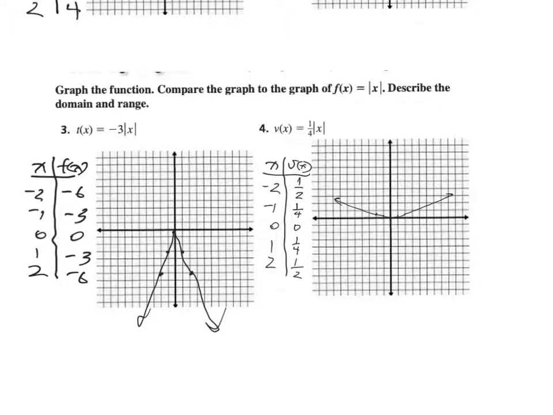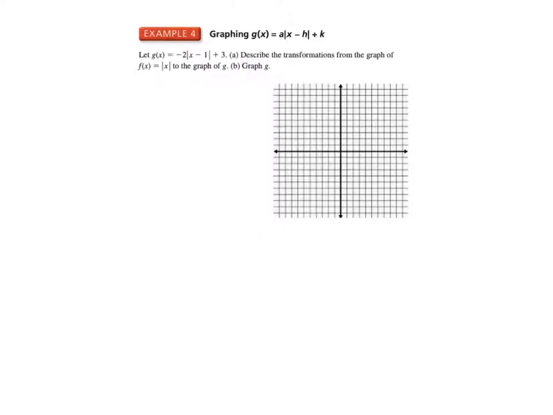But anyway, let's take a look at these two graphs. Just make sure that the numbers match. Again, we get a flip and a stretch for number 3, and so it looks right. Number 4 is really hard to graph, but the y values were 1/2, 1/4, 0, 1/4, 1/2. Again, just approximate it as best you can, and then that's it. Let's go to the last part.